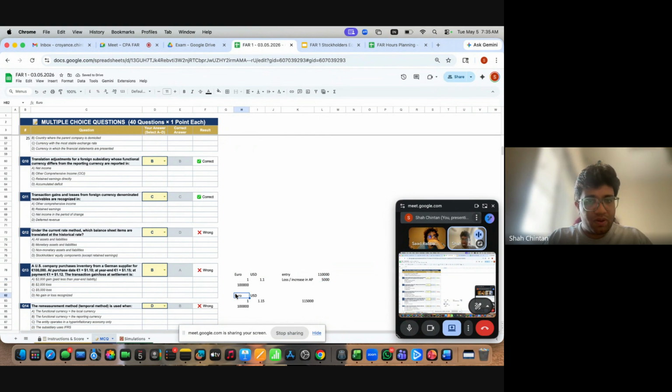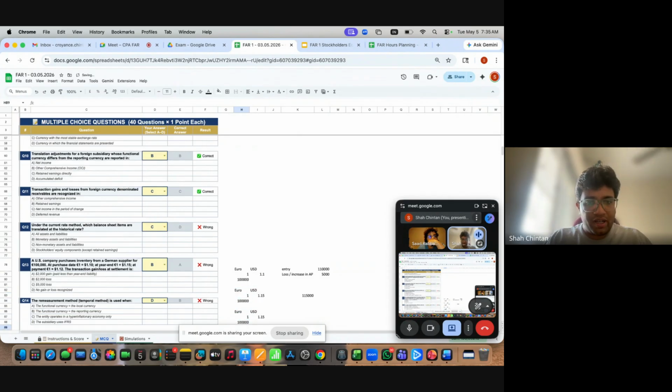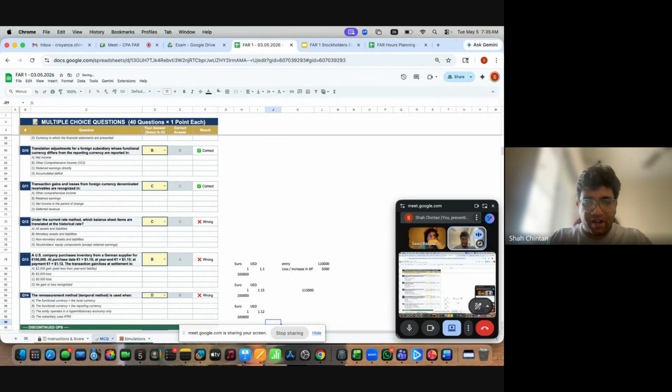When you actually pay, it's 1.12, so effectively it's your gain. At 1.12 you end up paying 1,12,000. This is your gain, or reduction in AP. So this is 1,12,000 minus 1,15,000. What is your total gain on the settlement? This is your net $2,000 loss. So what is the transaction gain and loss total in P&L? This is only one transaction, but what is the transaction gain and loss overall? Overall, you have lost $2,000 for the entire transaction.